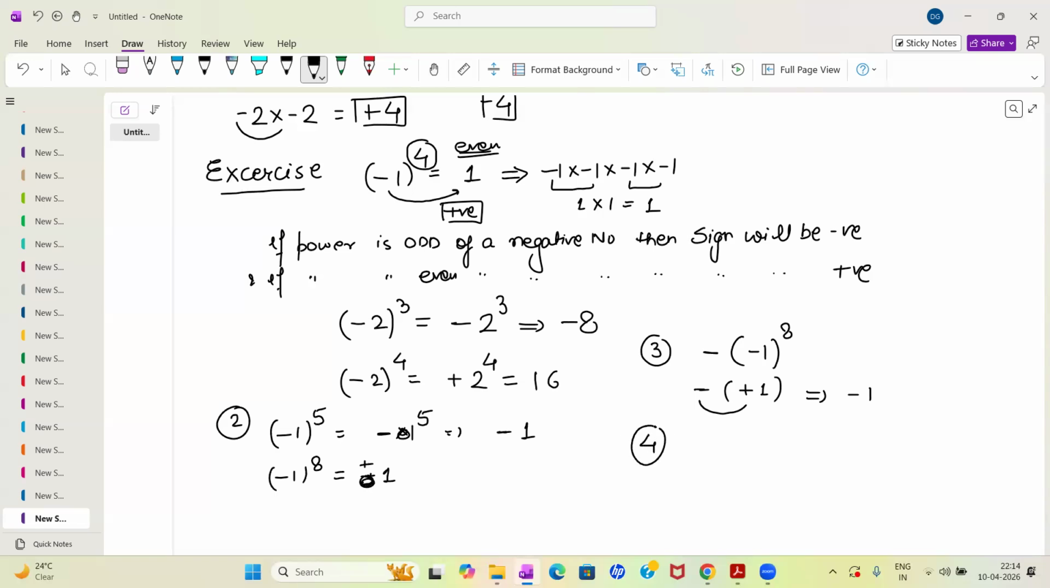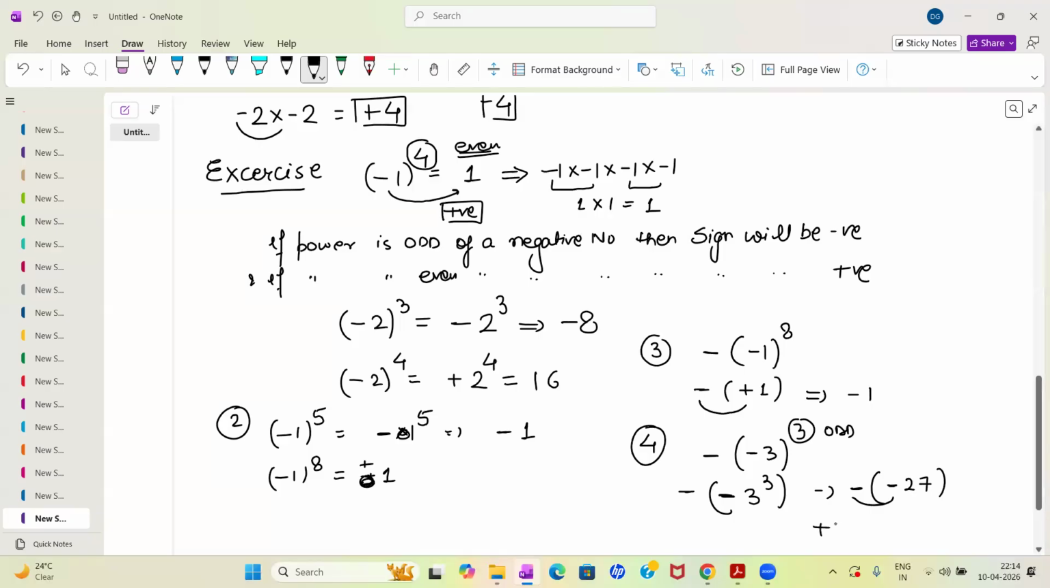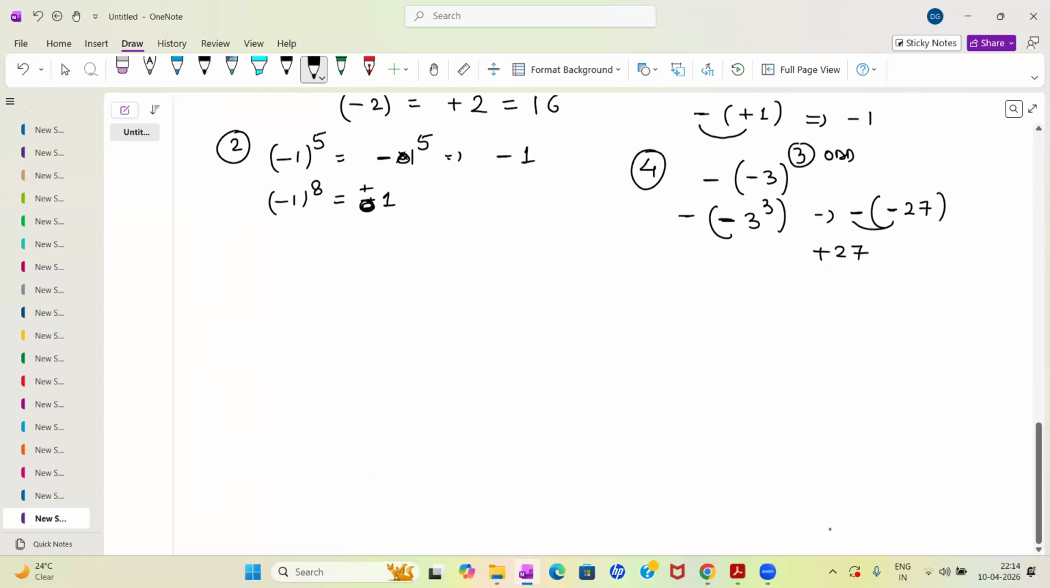Question number 4. Minus of minus 3 to the power 3. We know that minus to the power odd, the sign will be minus and it will be 3 to the power 3. So minus of minus 27, and minus minus is plus. So the answer is plus 27.